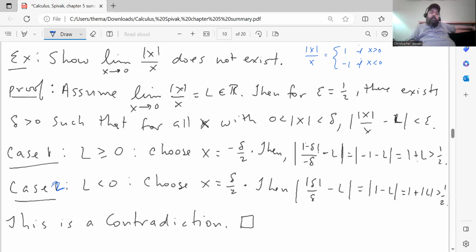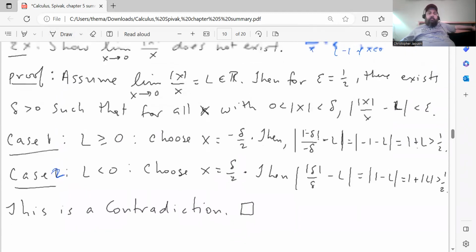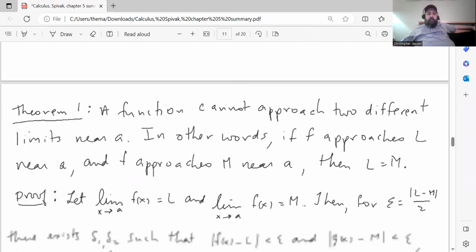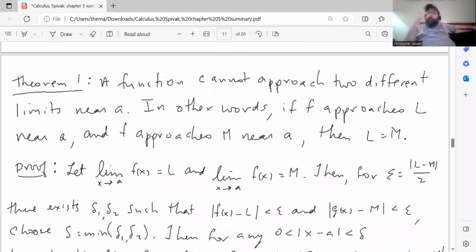And since that exhausts all the possibilities for L, that's a contradiction, because we assumed that the limit exists, therefore the limit doesn't exist. So this limit as x goes to 0 of this function doesn't exist. Okay, so that's using the definition and a proof by contradiction to show that this thing doesn't exist. Okay, and then he has a bunch of important theorems that we can use for limits to make taking limits easier than actually doing epsilon-delta proofs.